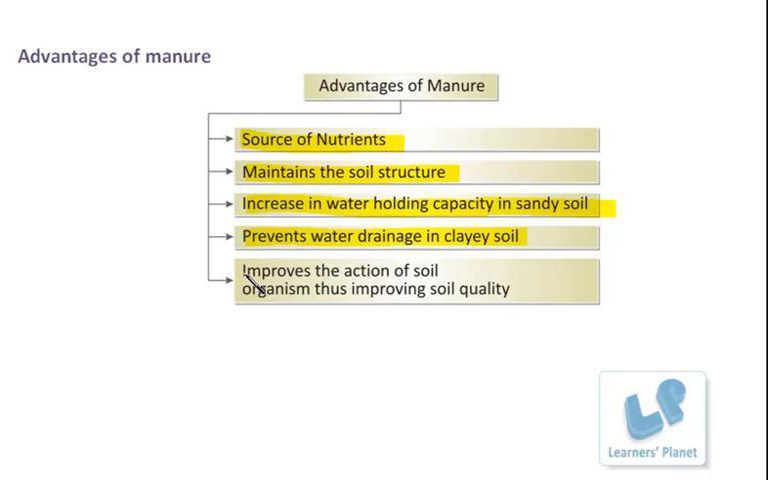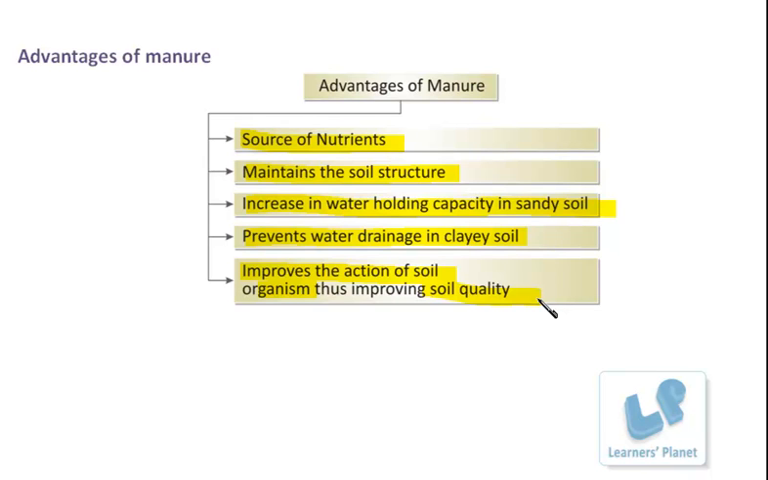Next thing is that it also helps in improving the action of soil organisms. You must be aware that different types of organisms are present in the soil. So if these manures are added over there, they serve as the source of energy and nourishment or nutrition for these particular living organisms. And as these living organisms become activated, they also produce different types of excreta. They are also helping in improving the soil quality.